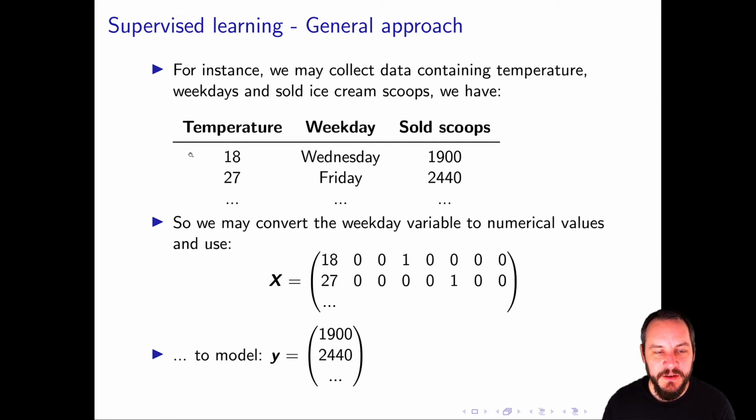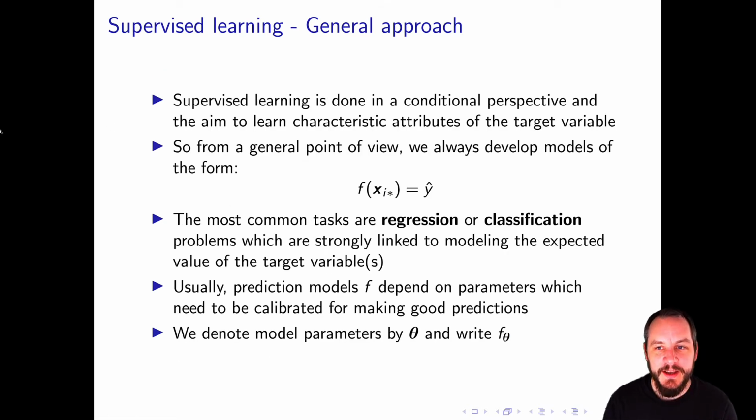And as in the first row we have a Wednesday, we have here at this point a 1. So this is how our data matrix would look like, and then we would have the vector with the target variable, which are the sold scoops in this data set. Okay, so now very generally speaking, there are many things all the models have in common.